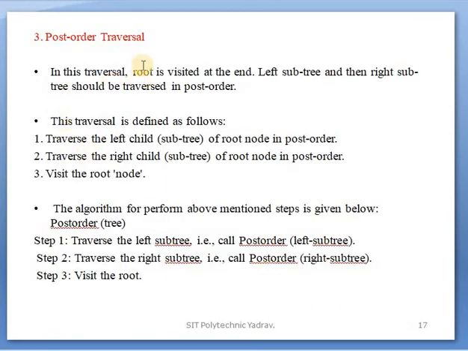Next, third type, post order traversal. In this traversal, the root is visited at the end, after the left subtree and then the right subtree, each traversed in post order. How do we define that? Traverse the left subtree, that is the left child, the subtree of the root node, in post order. Traverse the right child, the subtree of the root, in post order, and visit the root. In short: left, right, after that root. The algorithm is the same: traverse the left subtree, traverse the right subtree, and visit the root.